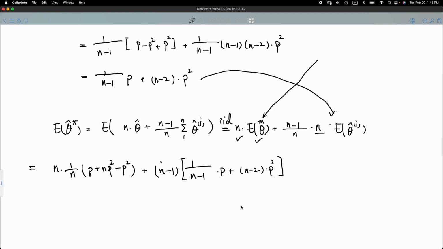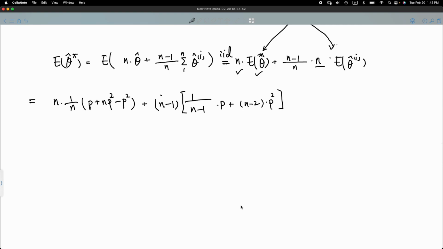Okay, so the rest is just simplification. You can do anything you want to simplify that. So let's try it. Okay, so p plus np squared minus p squared. N minus 1 cancels out of that, so plus p, this 2 cancels out, plus... did I miss something here?